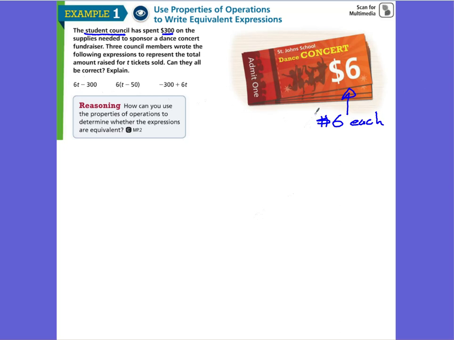So just to refer back to, I'm going to give these people some names. We'll give them some silly names. We'll call this Goro. We'll call this student council member Captain Bob. And finally, we'll give this member the name Jim. Why not? All right, so let's start with what's probably the most simplistic expression. So here we've got 6t minus 300, and we'll give that person's title.